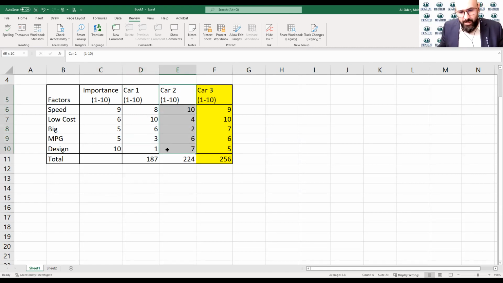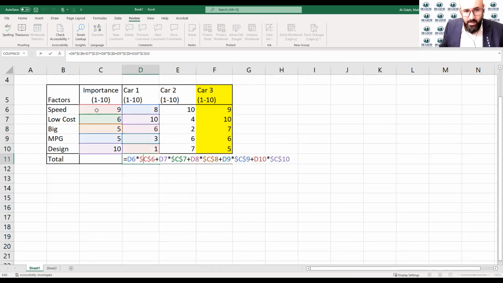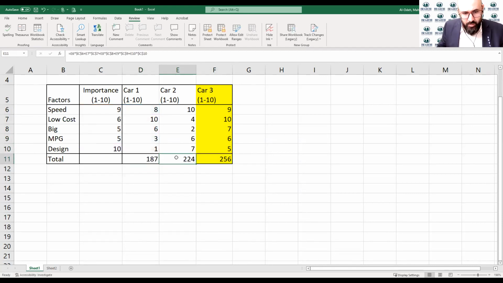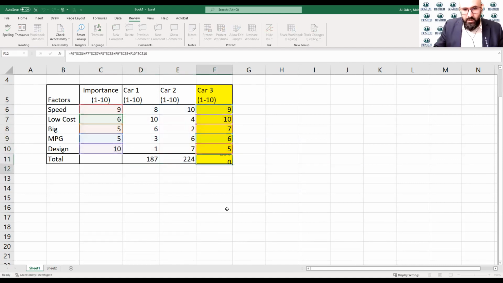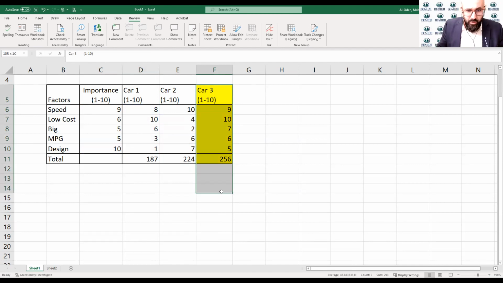I rank the second car the same way, based on a scale of 1 to 10, and the third car as well. Then what I want to do is find the total for each by multiplying the importance factor times each option's rating. Do the same thing for option 2 and option 3. Once you look at the totals, you find which has the highest score, and therefore you could go with option 3.